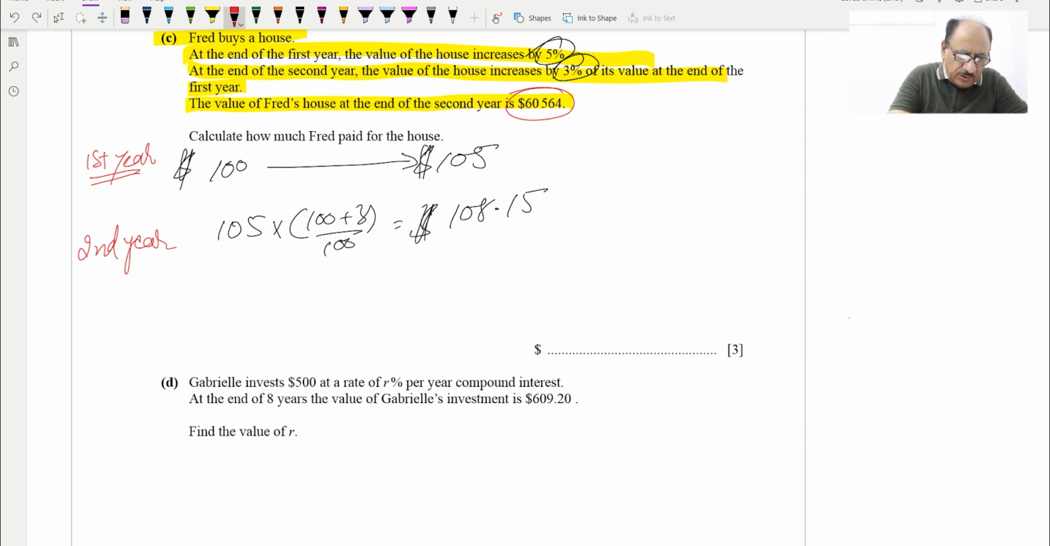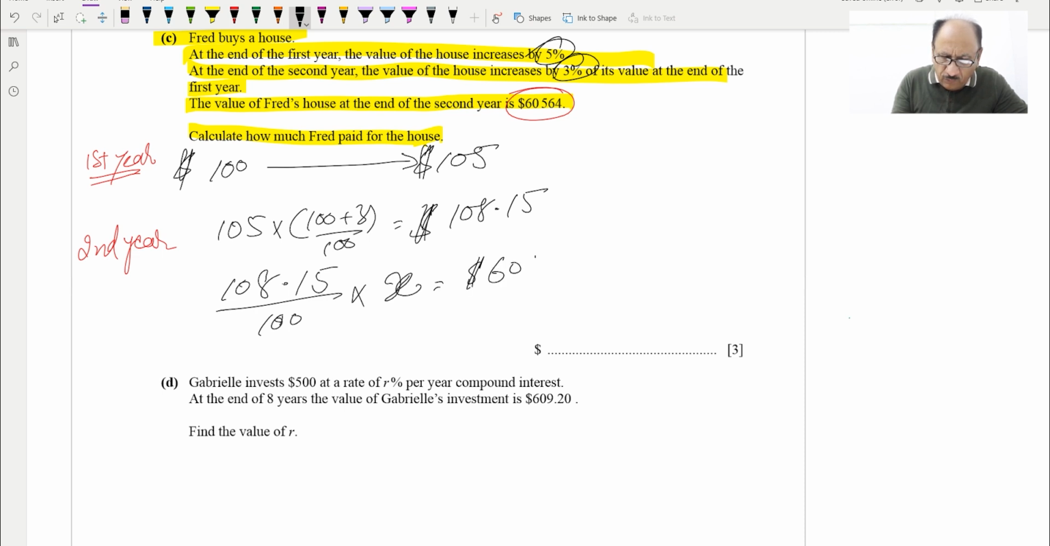So at the end of the second year it is this much amount, and we know the percentage. What we need to calculate is how much Fred paid for the house initially. So this is the reverse percentage. 108.15%, which is collectively for 2 years, is applied on the initial amount, which we don't know, so we are taking X. But we know that after application of these 2 years' interest, the amount is $60564, which is mentioned over here. So I copied from there. Now we can check for the X value.